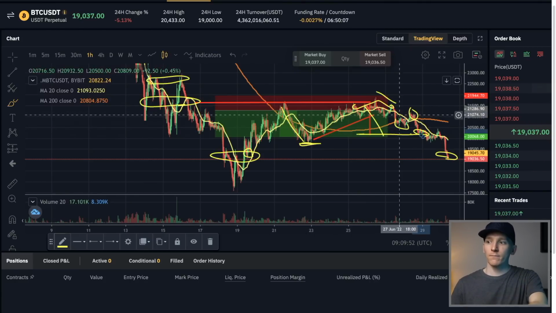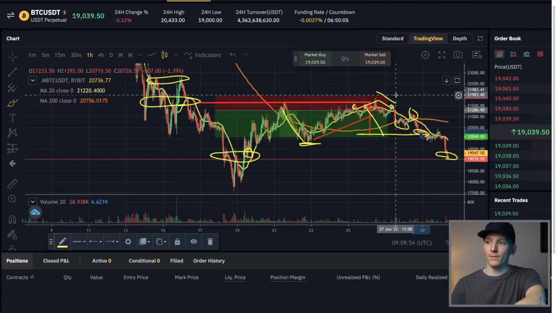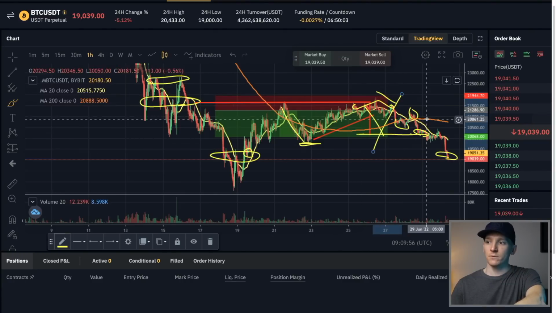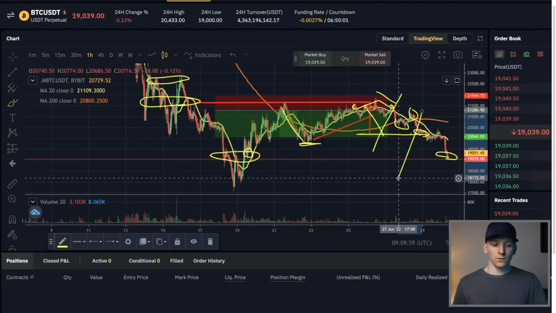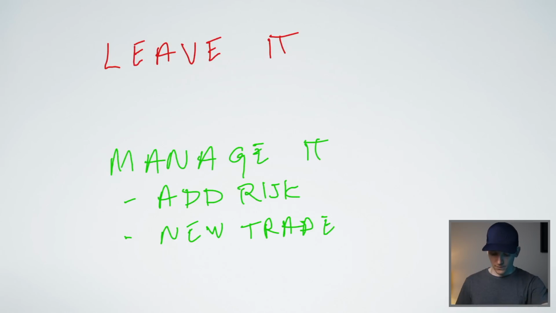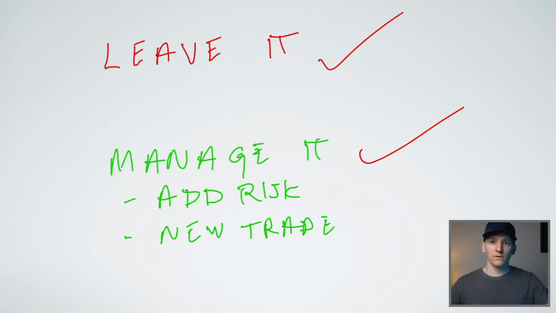Now, at any point in between, when you opened or when the trade started working out, which was this level and this level, what do you do? Well, there's 2 options for me. The first one is you can just leave it. Just leave the trade and let it run out. The second one, which a lot of people do, is try to manage the trade. So there's 2 ways to do this.